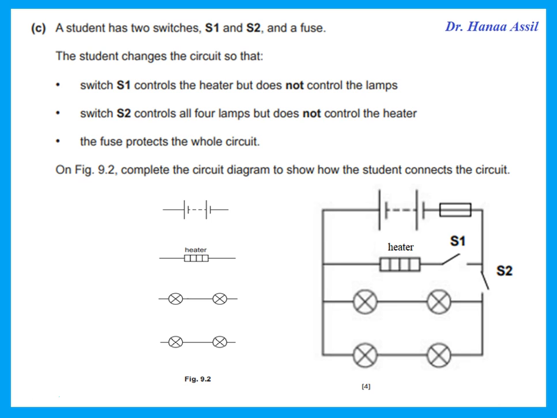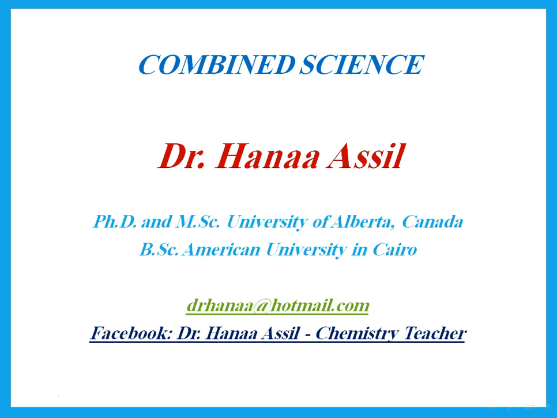This is how your diagram should look. Can you see that? So that box up there next to the battery, that's the fuse. This will control all the circuits. Then the S1 affects only the heater. The S2 has to be above the lamps, all the lamps, because it will affect all the lamps. And that's the end of this paper.